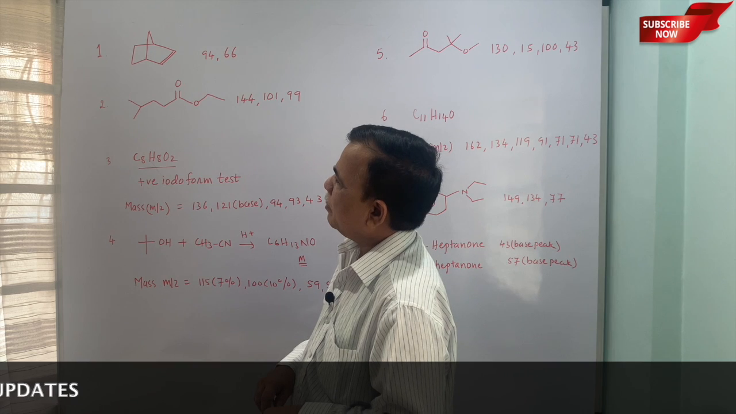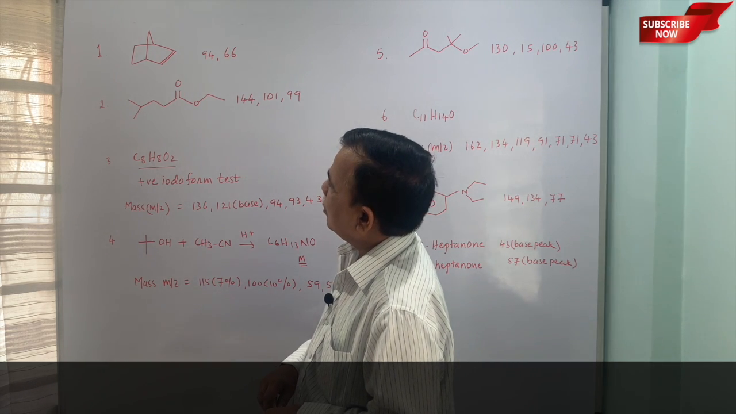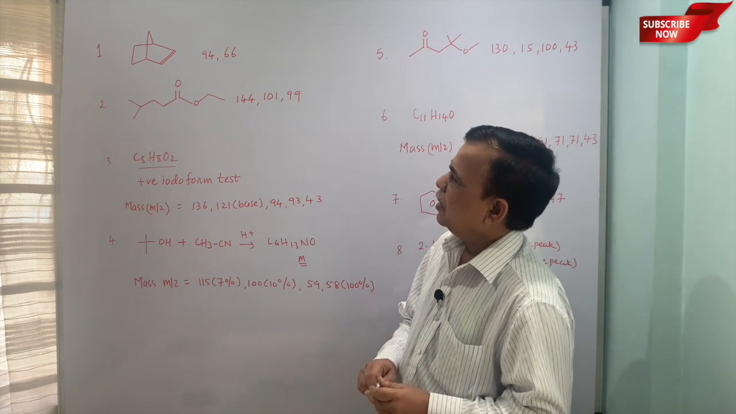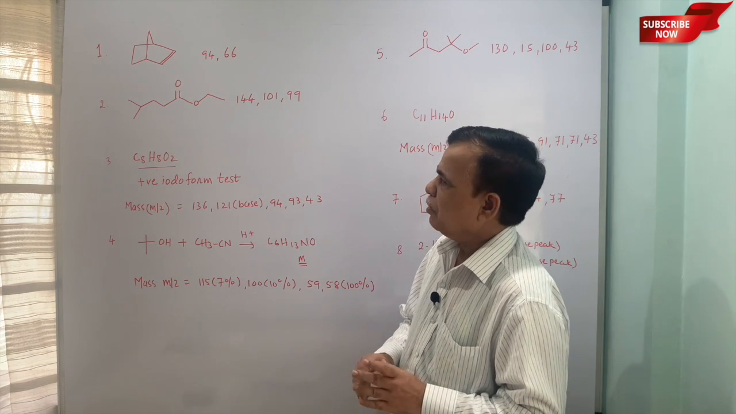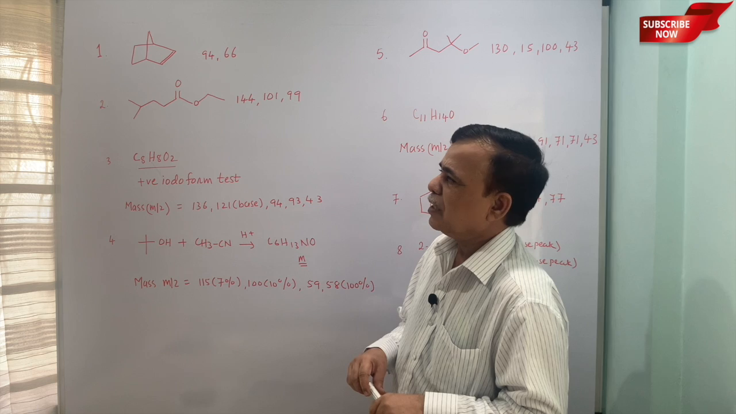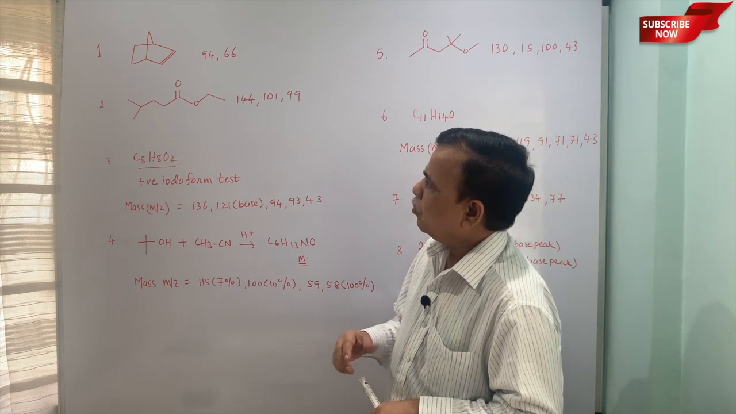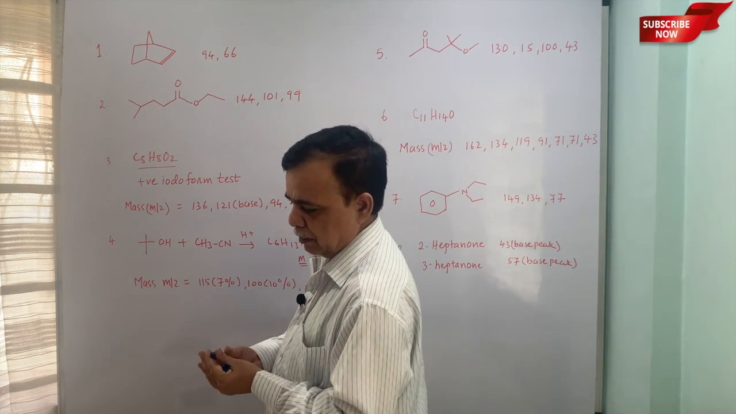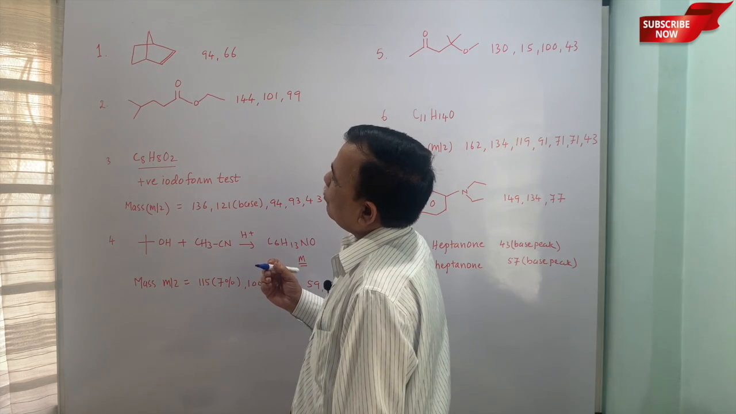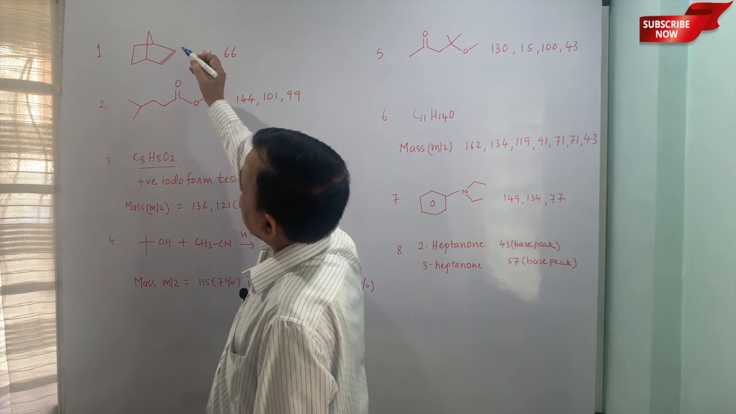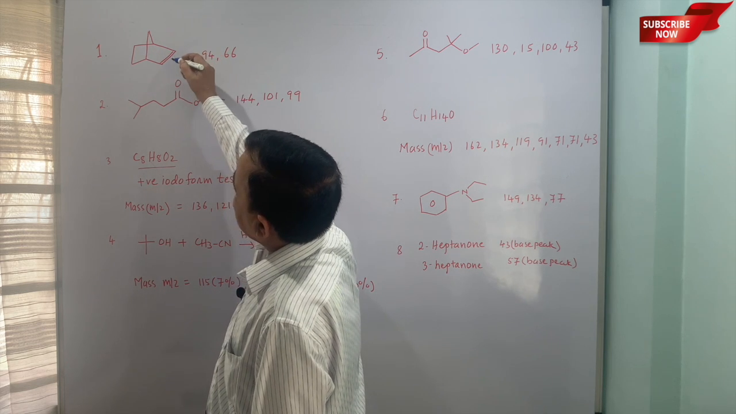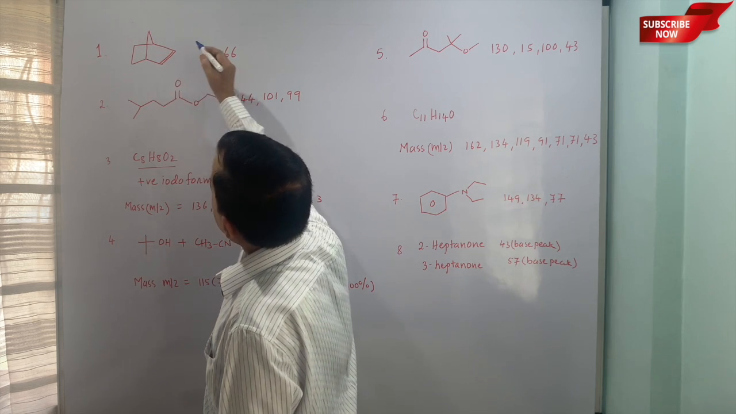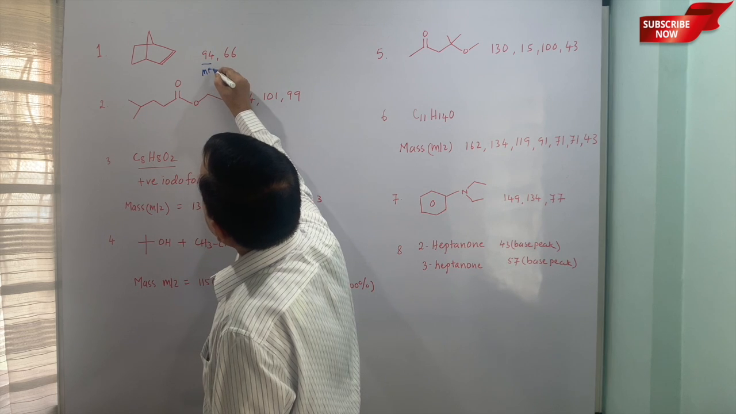Fused bicyclo compound, and the peaks in mass spectrum are 94 and 66. Of course, we are talking about the major peaks, the peaks with relative abundance more than 50%, let us say, not those minor peaks. 94 looks like M plus. You can check out 5, 6, 7, 7, 84, 86, 88, 90, 94. So this looks like M plus.